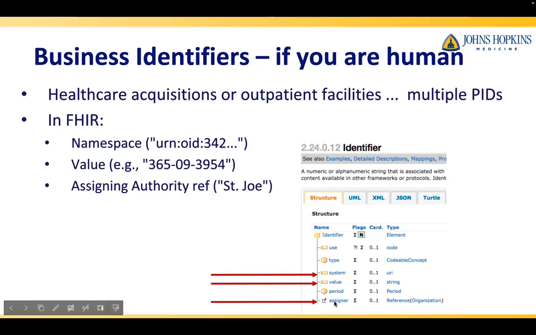In addition to that, there's also a reference to the assigning organization. So for example, the assigning organization might be St. Joe's Hospital. There's also a period, which is a time period in which this particular identifier is valid. So in our example where one hospital system acquired another hospital system and sunsetted the electronic healthcare record of the acquired system, perhaps the time period will give a specific date for when that secondary medical record number ceased to be used. So that's how you use period. But the two real things in here that you need to understand are, for uniqueness, you have to have the system who is doing the assigning as well as the value.